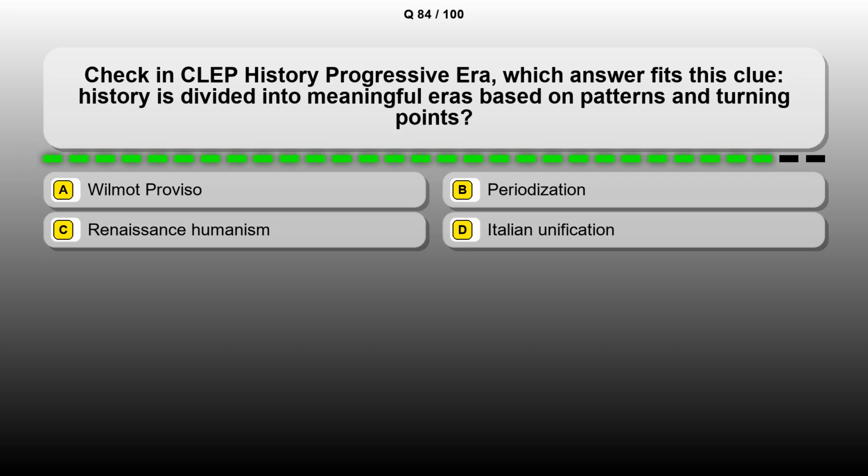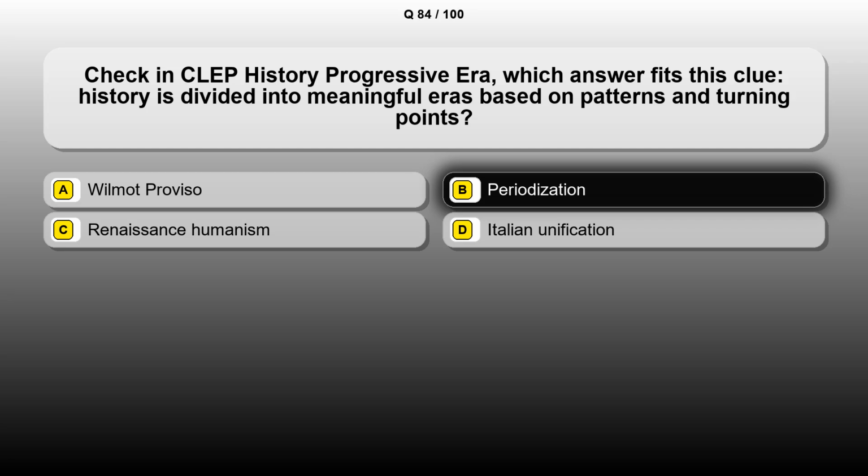Question 84. Check in CLEP History Progressive Era, which answer fits this clue. History is divided into meaningful eras based on patterns and turning points. Option A, Wilmot Proviso. Option B, periodization. Option C, Renaissance humanism. Option D, Italian unification.